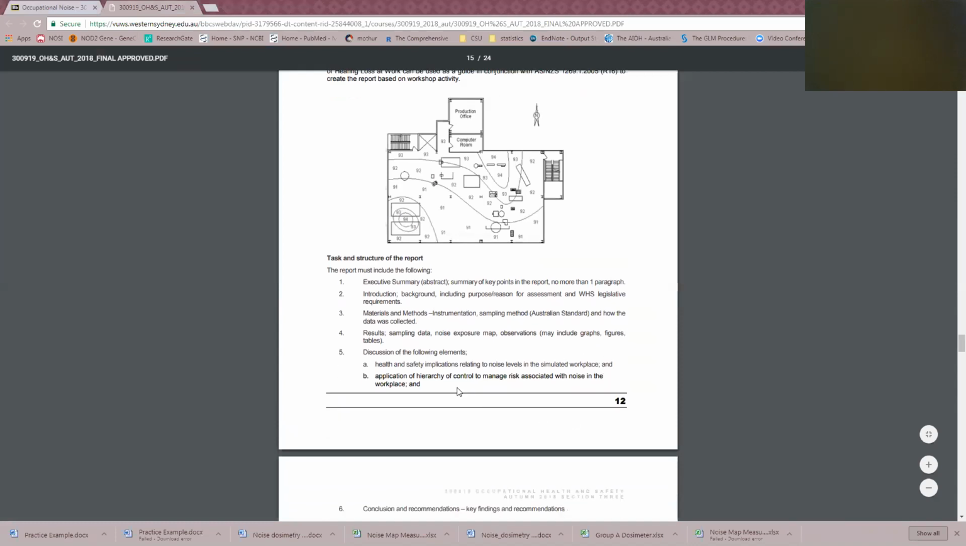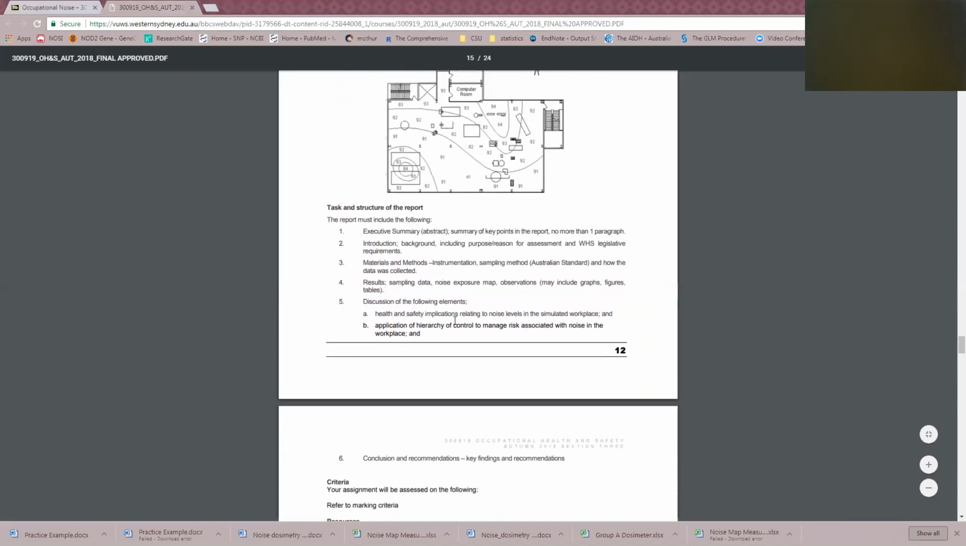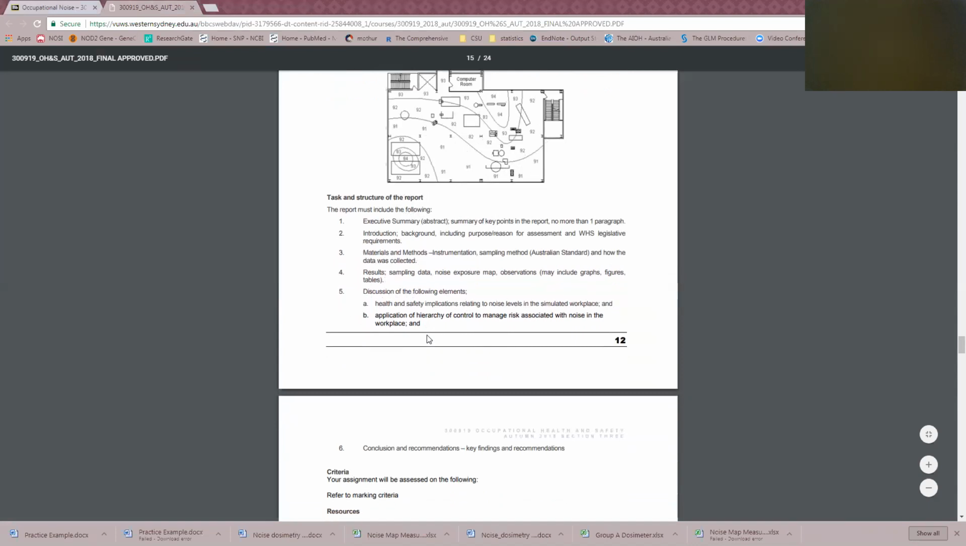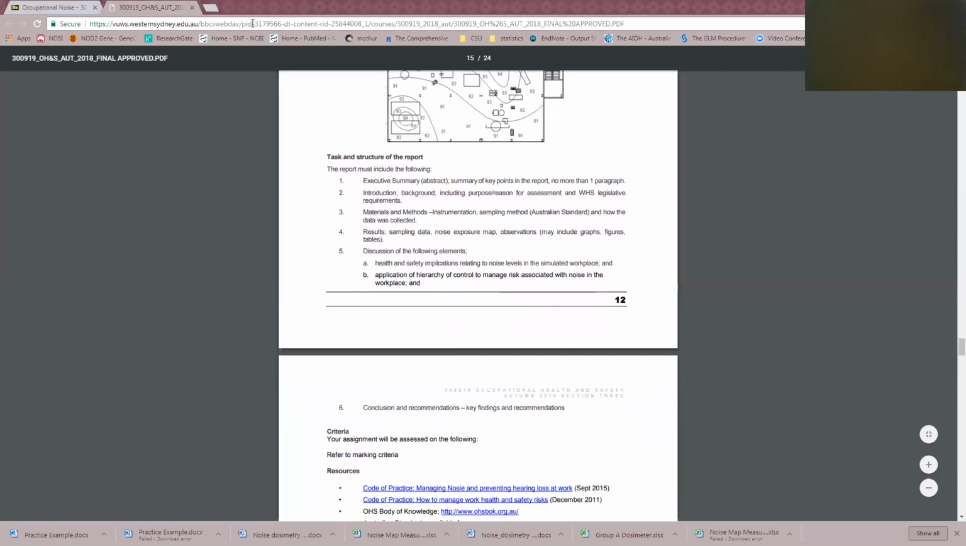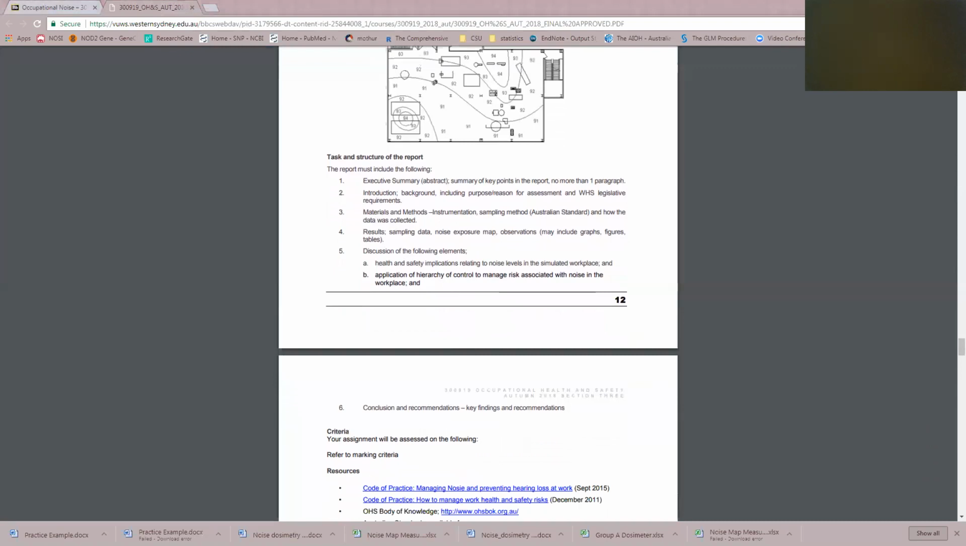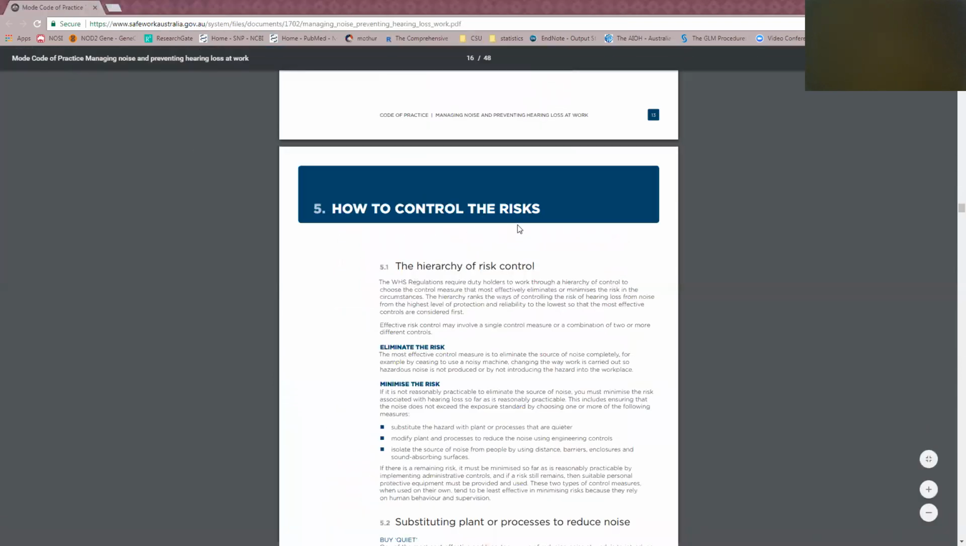So you will discuss what the levels were, what people are exposed to, and start to look at the hierarchy of control of how to manage the risk to make that environment a more pleasant one to work in. Remember how a lot of it wasn't over that 85, but it still wouldn't have been a very nice workplace if you had to listen to that for 8 hours a day. So here's where you start to suggest controls to reduce people's exposures. And for this, I would strongly recommend you come back again to the Code of Practice, because it tells you how to do it.